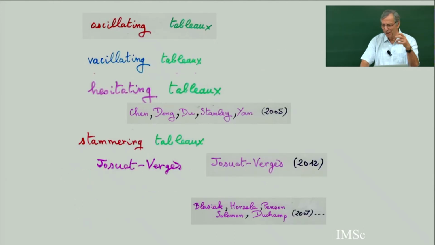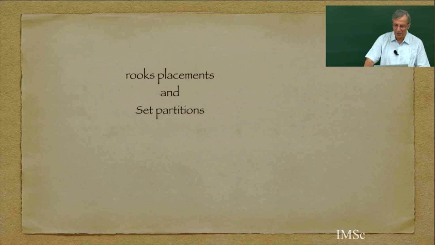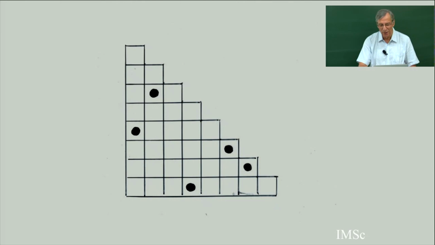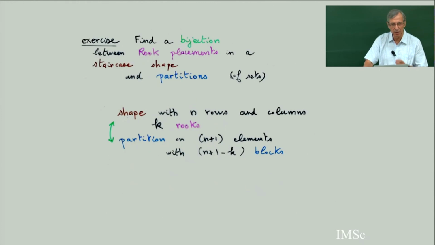So there are many different names in the literature: oscillating, vacillating, hesitating. Here it's slightly different because when I rest, I have two colors. Also, it's very classical that if you make a rook placement on the staircase board like this, any rook placement, then this is in bijection with partitions.